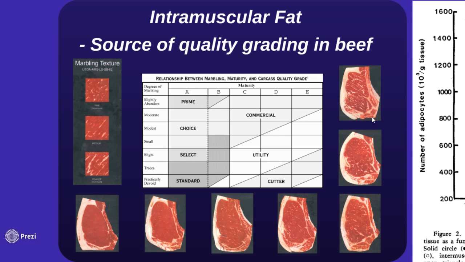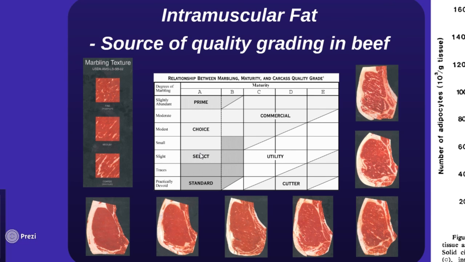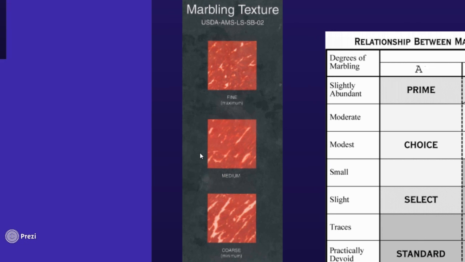And maturity plays a part in this as well, but as long as we know we're hitting A maturity with most steer and heifer carcasses, we're going to grade these primarily, with overwhelming importance, on the intramuscular fat appearance at the 12th rib. Now, the texture is also going to play a factor. We can see 3 different sections of fat texture. The top is going to be fine, the bottom is going to be coarse, and there's a medium in the middle.